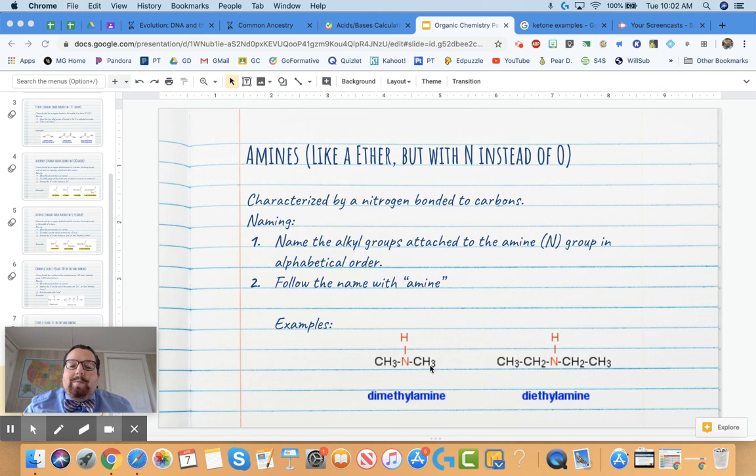So here we've got 2 methyl groups, that'd be dimethylamine. This one's got 2 ethyl groups, so it would be diethylamine. You could have 3 alkyl groups attached to that N. You could just have 1, and it could be NH2 at the end. All you have to do is just name all of the carbon chains attached to the N, and then follow it with amine, and that's the name.